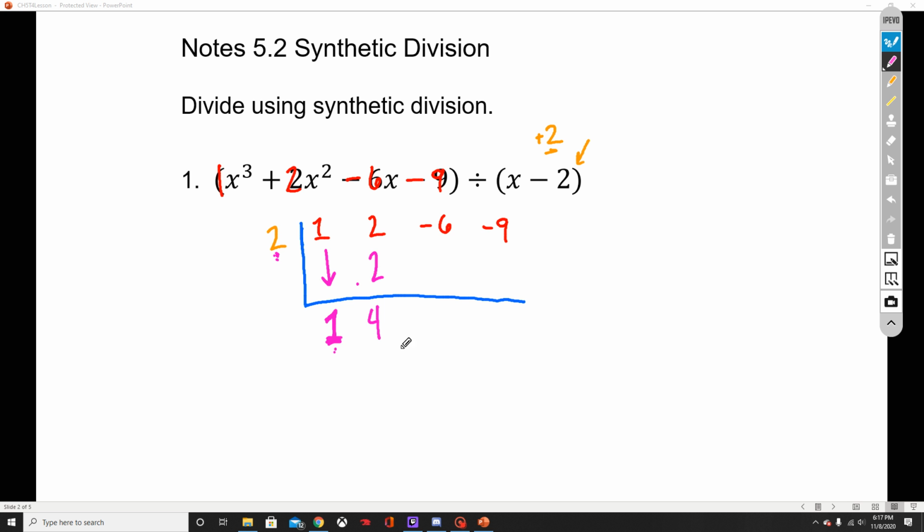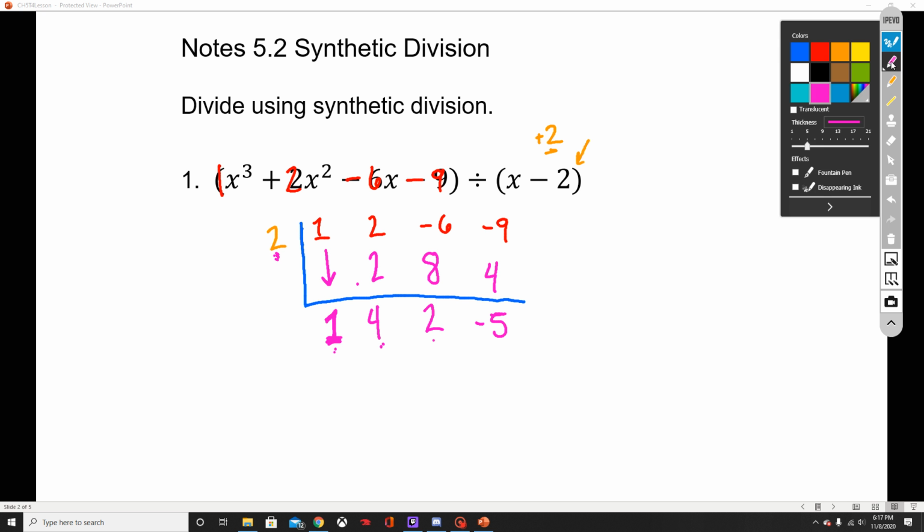And then we repeat the process over again. We've got a new number here, 4. We multiply it by 2. 2 and 4 make 8, and 8 goes right here. Then we repeat the process again. We add them together, -6 and 8, which is 2. Once again, we multiply 2 and 2, which is 4. So 4 goes right here. Then we add these two together, -9 and 4, which is -5.